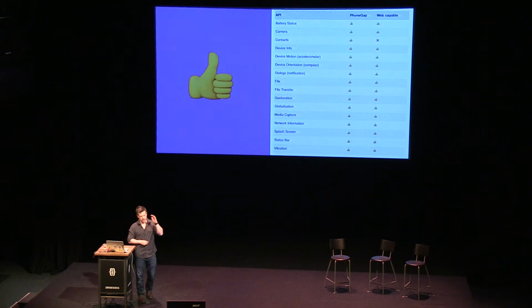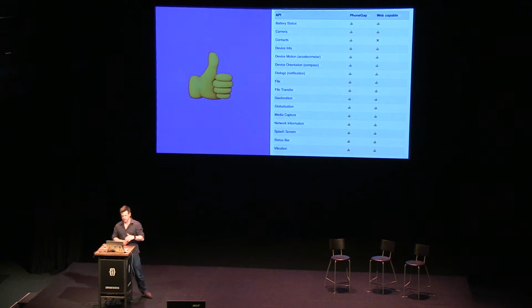This is a list of the core plugins. The one thing that's got a big cross next to it is the contacts. If I recall, there was actually a contacts API, but I don't know where that went, and I think maybe it was a security thing that they eventually didn't want to put into the web.